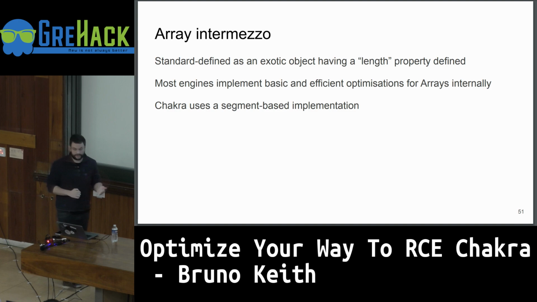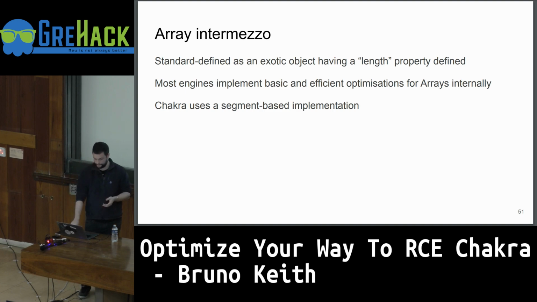So what's an array in JavaScript? It's basically defined by the standard as a regular JavaScript object with one special property called length, which has a special meaning in how the array behaves. Most engines implement basic but efficient optimizations for arrays internally, and in Chakra they use a segment-based implementation.